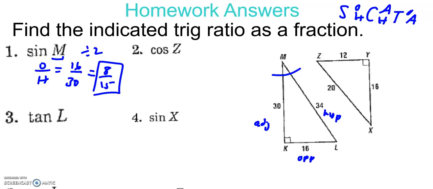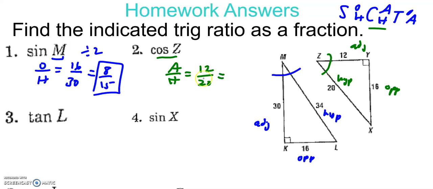The cosine of z, so you're looking at this triangle from the perspective of this angle. So this would be your opposite side, this would be the adjacent side, and this would be the hypotenuse. If I was trying to find the cosine of z, you're really thinking adjacent over hypotenuse. So the adjacent would be 12. The hypotenuse would be 20. You can take a 4 out of both of these, so that reduces to 3/5.